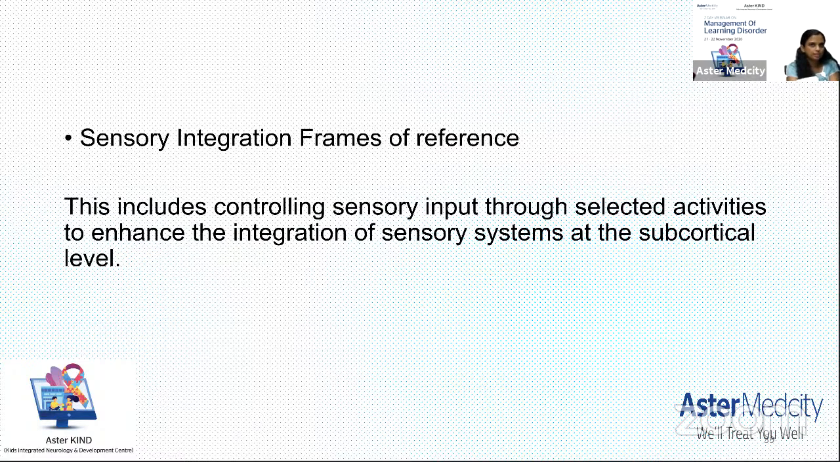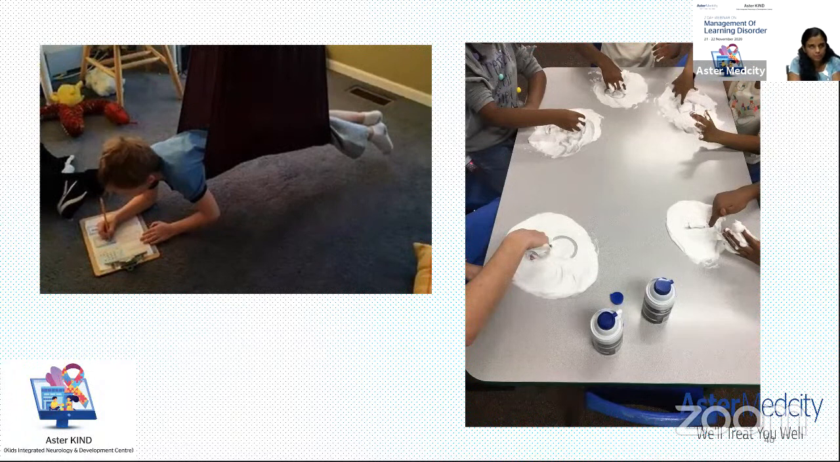So next is sensory integration frame of reference. This includes controlling sensory input through selected activities to enhance the integration of sensory systems at the subcortical level. All sensory systems, including proprioception, tactile, visual, auditory, olfactory, and gustatory sense can be tapped with the handwriting intervention program, which will enhance the learning.